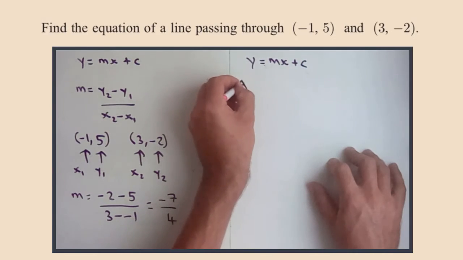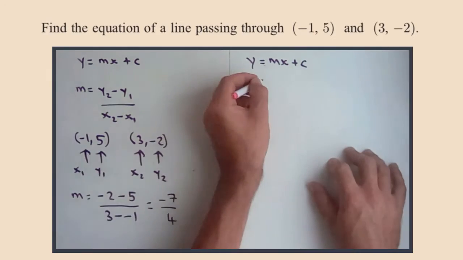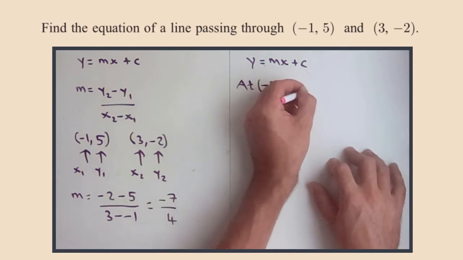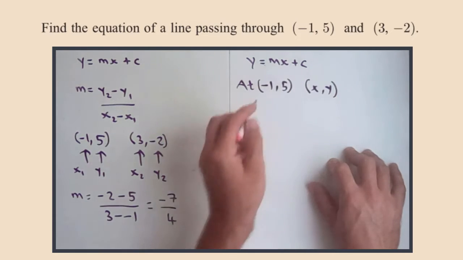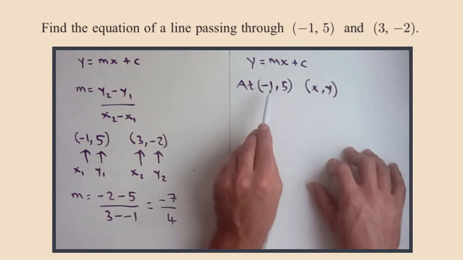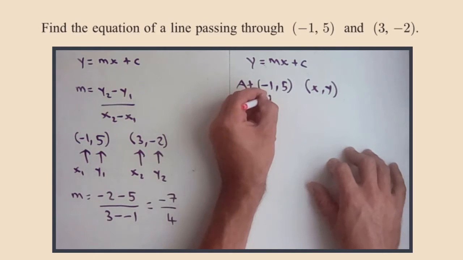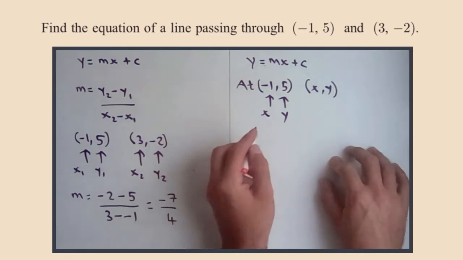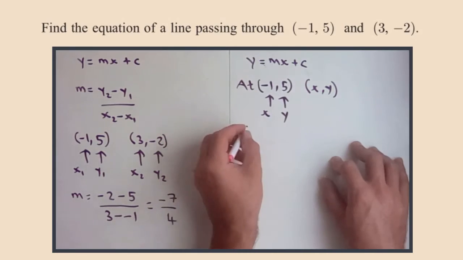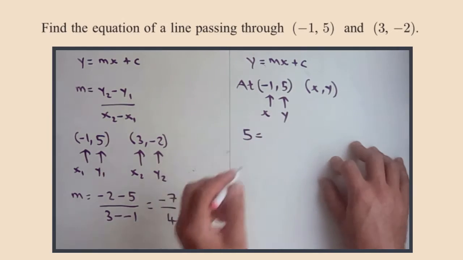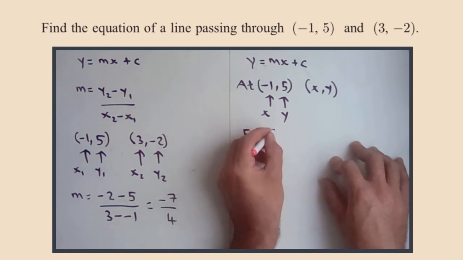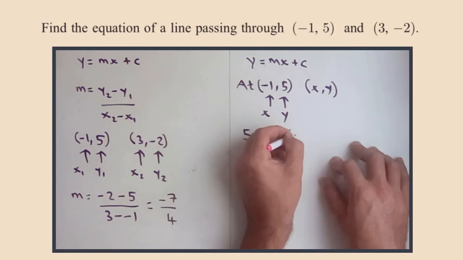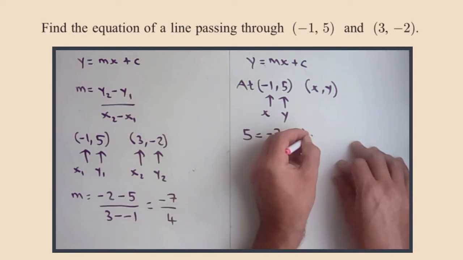So at the point (-1, 5), remember any set of coordinates is x, y. So I'm going to use -1 as my x, and 5 will be my y. We already know that m is -7 over 4. So y, 5, equals m, -7 over 4, times x, which is -1, plus c.